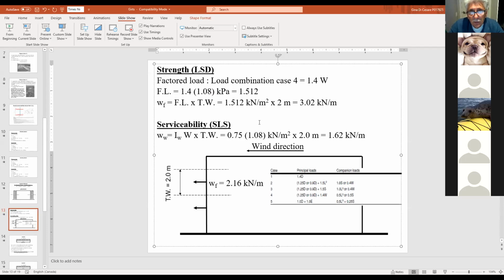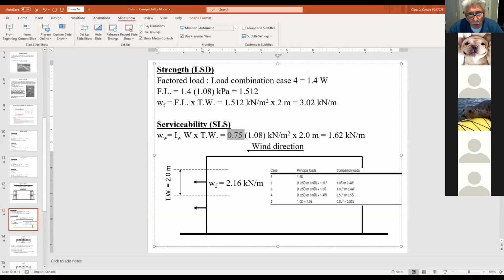So for the serviceability, you don't factor it. It just stays at the 1.08. This is your load factor for the wind, right? For serviceability, you take your service load, and remember the importance factor was 0.75. That's why we reduced our wind load by 0.75 for serviceability right here. So it doesn't get multiplied by any load factor.